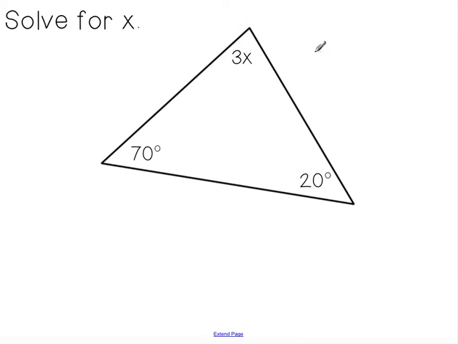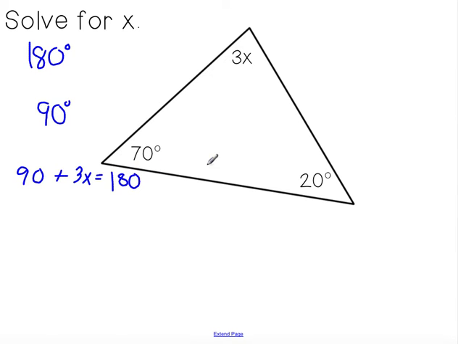Alright, so this is a trickier example. Again, everything needs to equal 180 degrees. So we're going to be adding up everything that we do know. So we have these two, we have 70 and 20. 70 and 20 is 90 degrees. So we already know that these two together make 90, so this one also has to be 90. But we're solving for x, right? So we have 90 plus 3x is equal to 180.